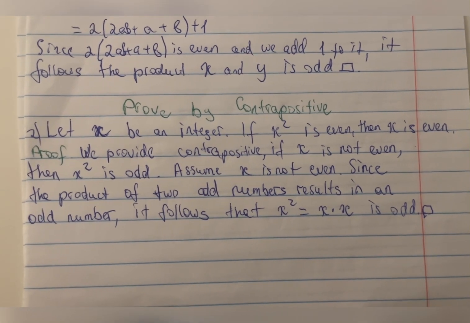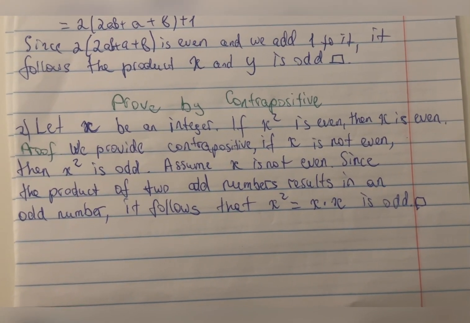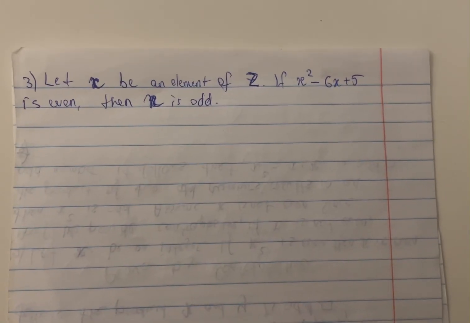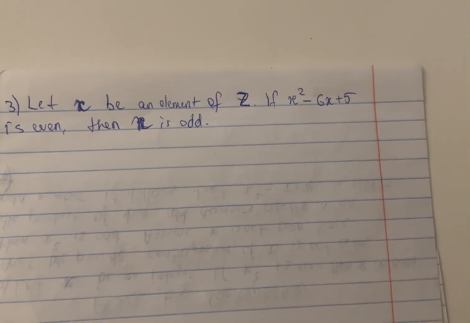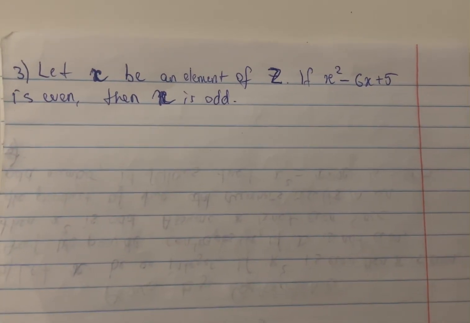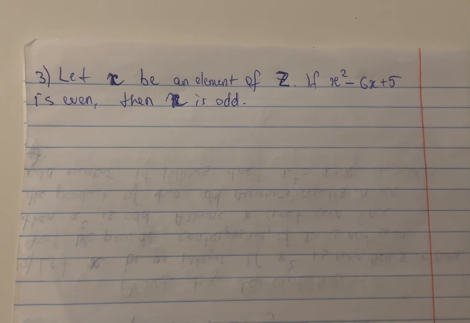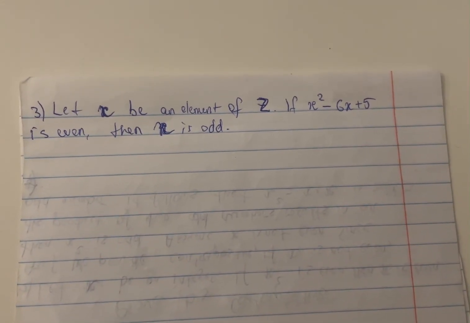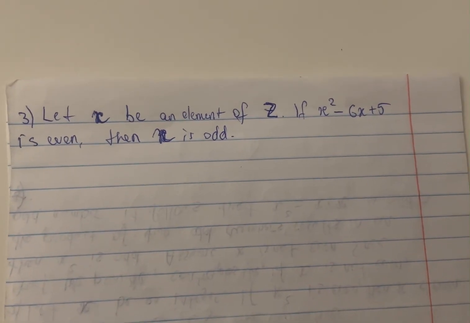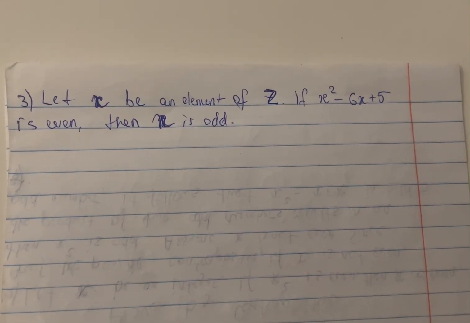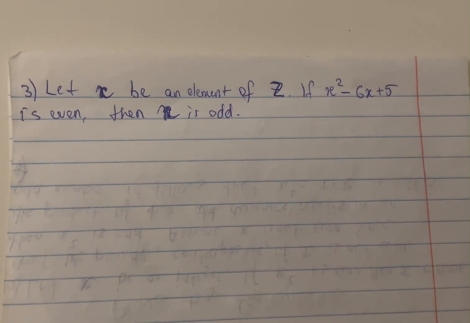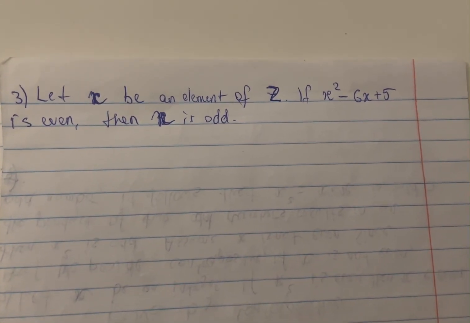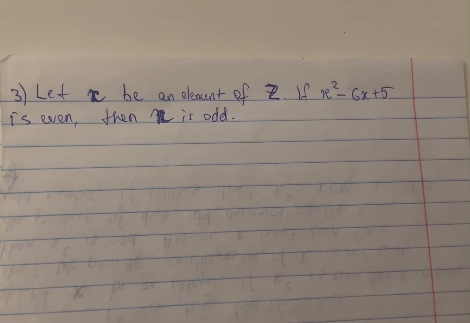And let me give you another, a bit more interesting and difficult example. Let's see another example for solving contrapositive problems. Here it says, let x be an element of the integers. If x squared minus 6x plus 5 is even, then x is odd. So what does this mean actually, and how can we solve it?